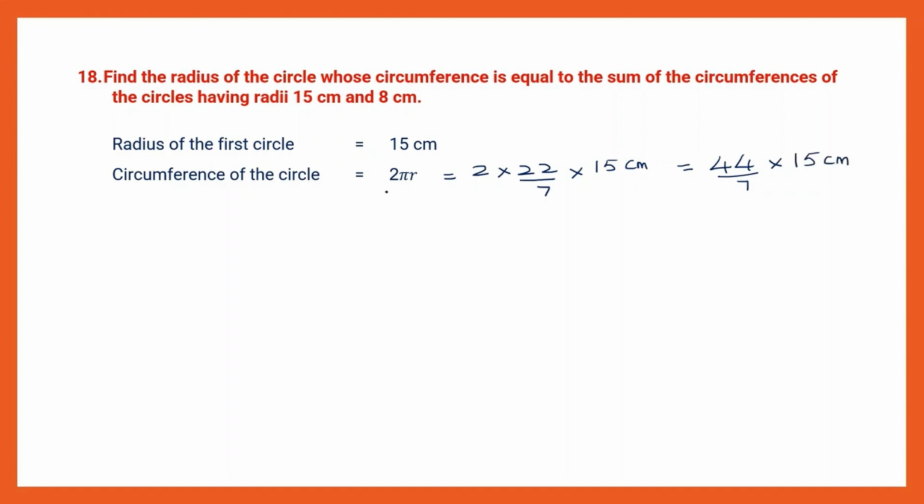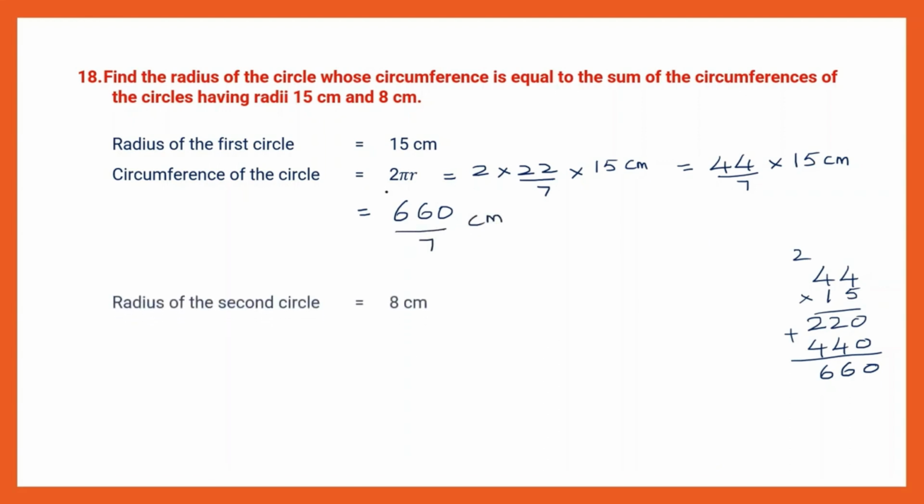Now let's multiply 44 into 15. 5 fours are 20, carry 2. 5 fours are 20, plus 2, 22. 1 fours are 4, 1 fours are 4. Add this up. 2 plus 4 is 6, 2 plus 4 is 6. So here we've got 660 by 7. So the circumference of the first circle, we'll leave it at that, is 660 by 7 centimeters.